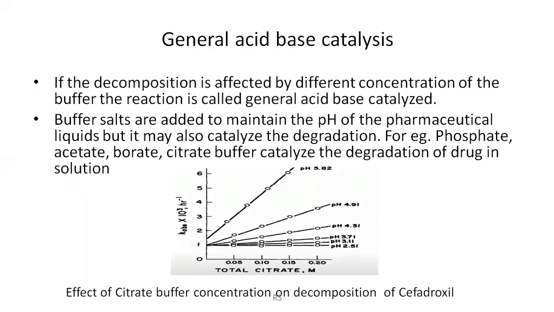As the molar concentration of the citrate buffer increases, the K value also increases, and ultimately the rate of degradation also increases. Here in this graph, it is clearly showing that at higher pH, that is at a pH of 5.82, a higher rate of degradation occurs. So the higher the value of pH, the greater the rate constant, and the greater the rate of degradation. The lower the value of pH, as represented here by pH 2.51, the lower the value of rate constant, and the lower the rate of degradation.